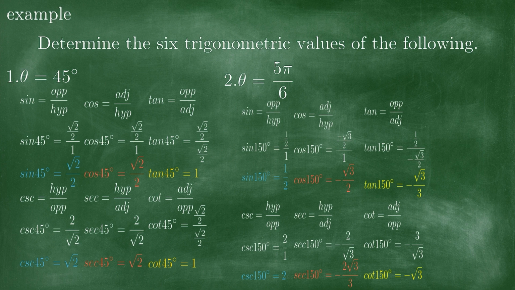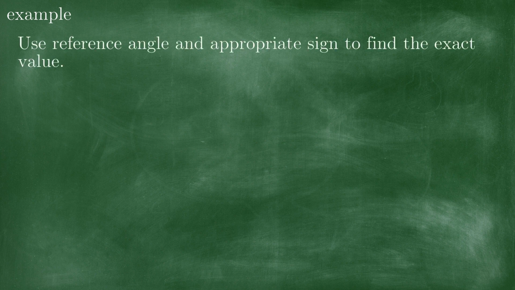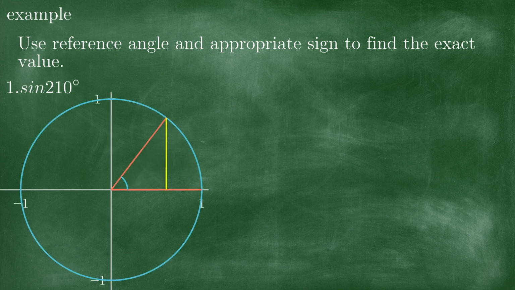Now let's have another example. Use reference angle and appropriate sign to find the exact value. Number 1, sine 210 degrees. Similar to our previous example, the first thing that we need to do is to locate and determine the coordinate point of the given degree. So in this case, that is 210 degrees.